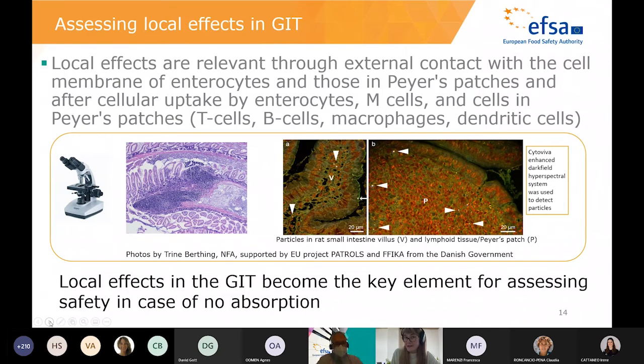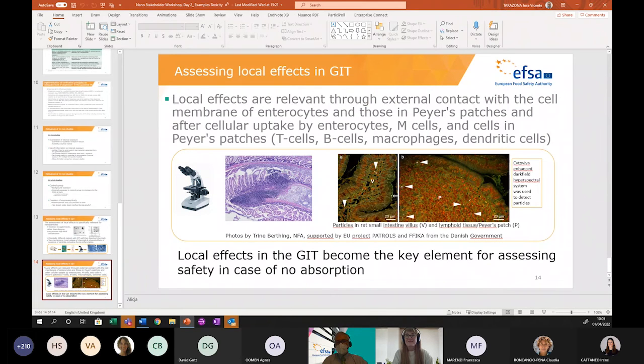I hope that they are visible on your microscopes. We indicate them in the villus and in a Peyer patch. Thank you very much, Alicia. And with that, we will finalize the presentation.